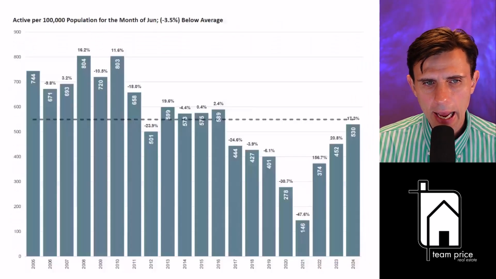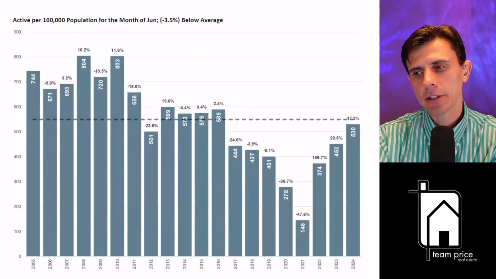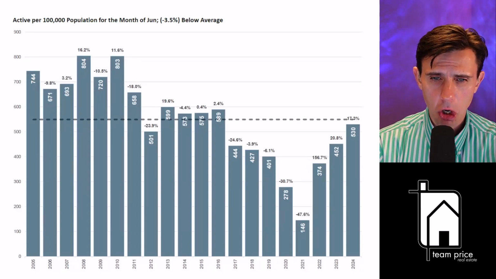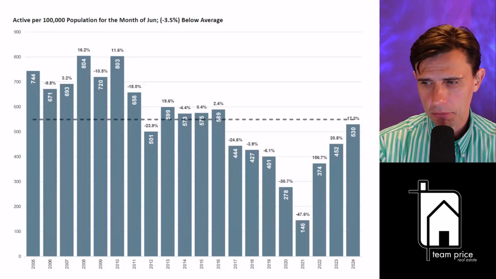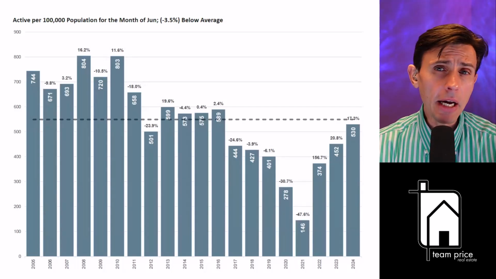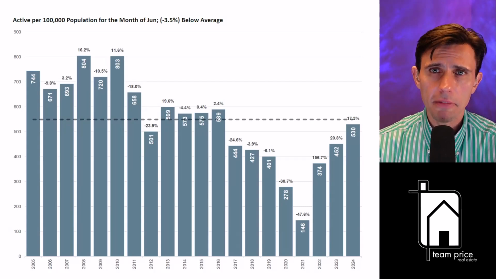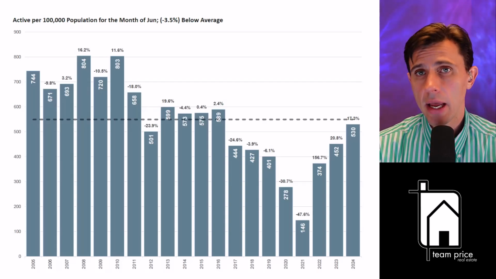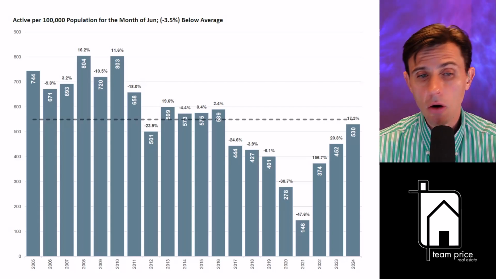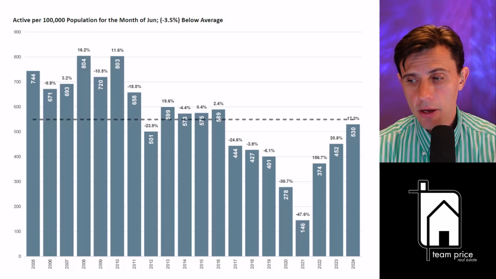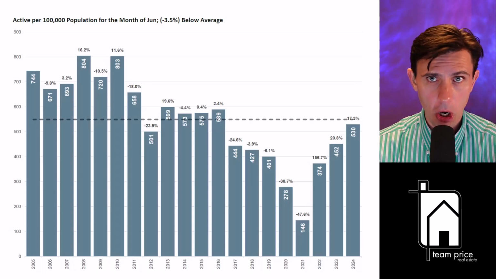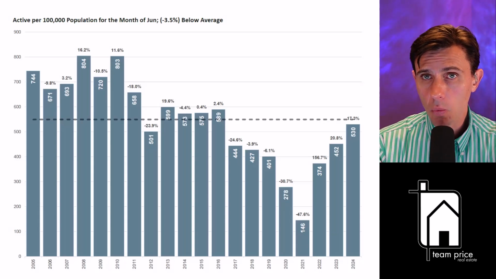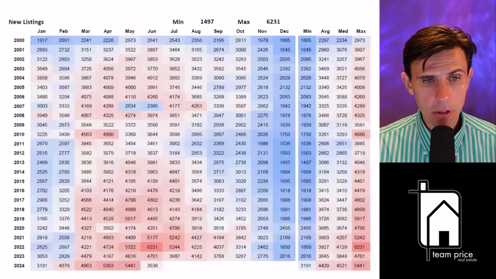Let's keep on looking at active per 100,000 population. We are 3.5% below average on the number of active properties per 100,000 people. I really like this graph, because we can say that we've got the highest number of active properties on record, and it is true. And yet we are way far off from the single highest number, which was 2008 at 804 active properties per 100,000 people. So we're still below average when you adjust it based on population.